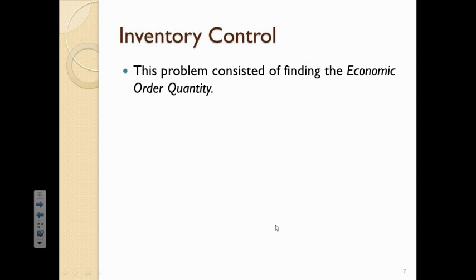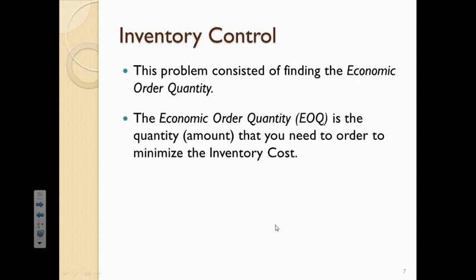Now this problem consisted of finding the economic order quantity. And the economic order quantity, the book refers to it as EOQ in the homework. It's simply the quantity or the amount that you need to order in order to minimize the inventory cost. Now usually with this, they're wanting you to find not only the amount that you need to order, but also how many orders you need per year to have a complete answer.